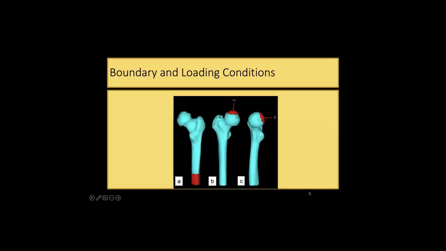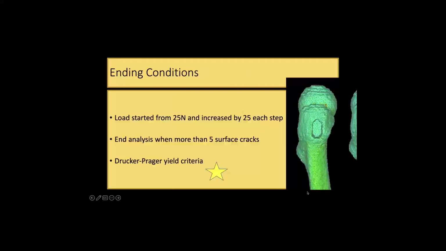So here you can see on image A the boundary condition, and on image B you can see the axial loading condition, and also on image C you can see the rotational loading condition. For the loading conditions, the load started from 25 newtons and increased by 25 newtons each step. For the end conditions, we picked 5 surface cracks to stop the analysis. Drucker-Prager yield criteria were used for this analysis.